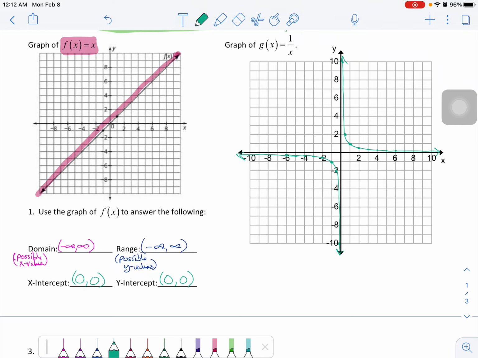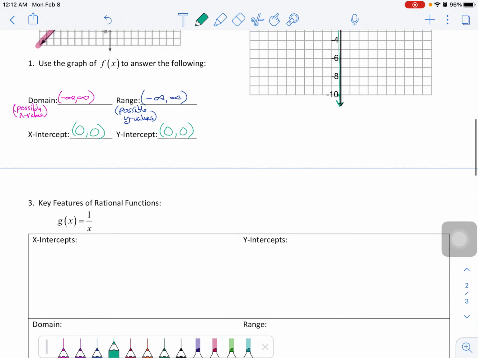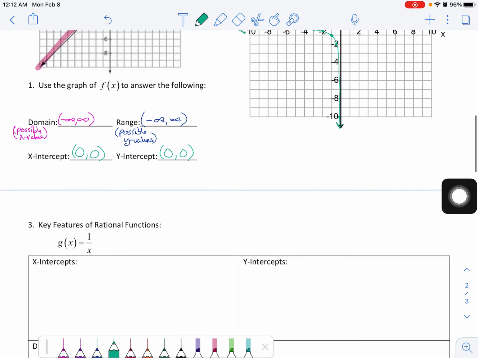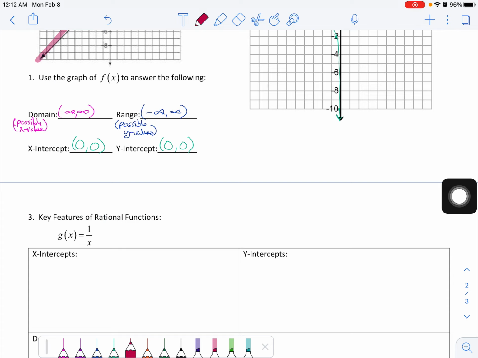So in this video, we're going to talk about the key features from this rational function graph. So it's the graph of 1 over x. The first key feature I want to look for is the x-intercept. If I look at the graph, I want to see where I cross the x-axis. And you don't cross the x-axis. So for this graph, the x-intercept, there's none. All right, you don't cross the x-axis.